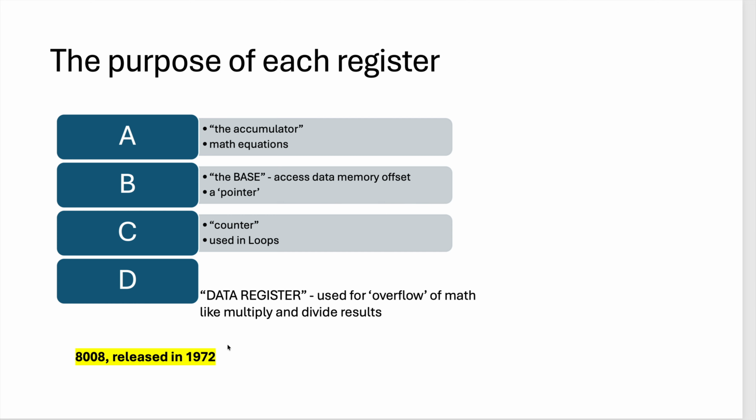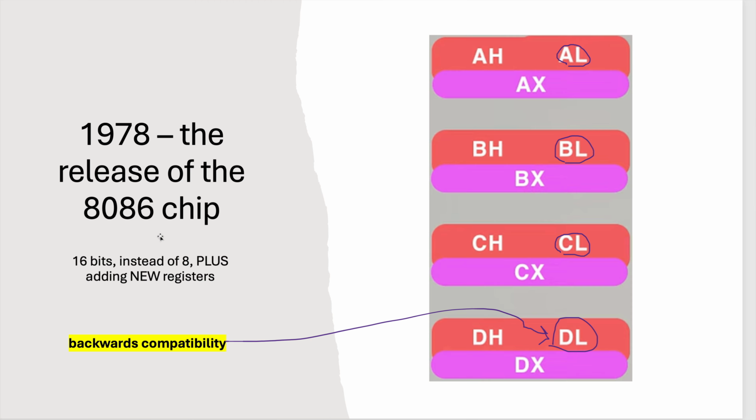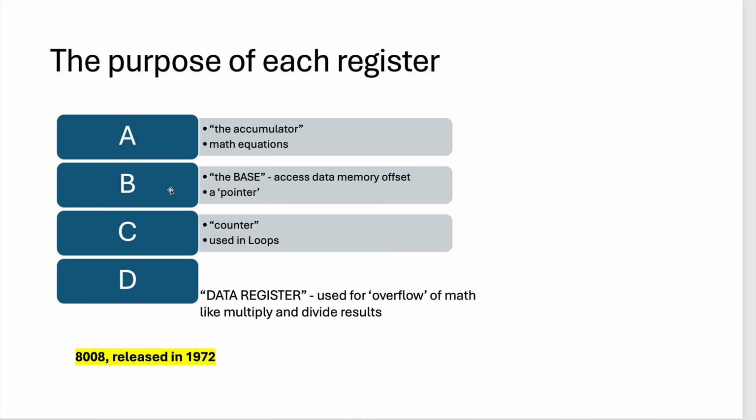Now, if you're wondering when all this was happening, the 8008 chip by Intel was released in 1972. So in 1972, they were beginning to use these concepts of registers. Now, in 1978, with the release of the 8086 chip, so that's about 6 years later, it not only added an additional 8 bits, so these are all 8 bits.